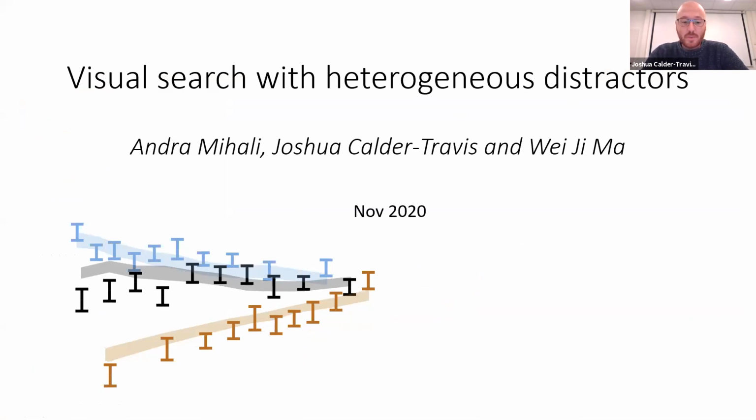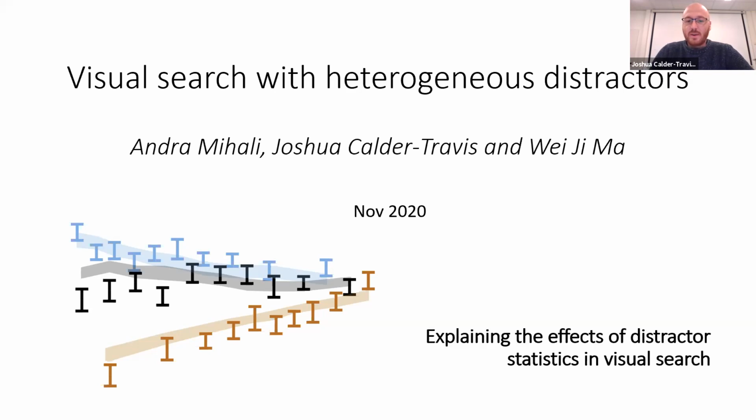In this second part of the session, I'm going to be discussing a study which Weiji and I conducted, and which directly builds on the work that Andrea has just presented. The work is in a preprint titled Explaining the Effects of Distractor Statistics in Visual Search.